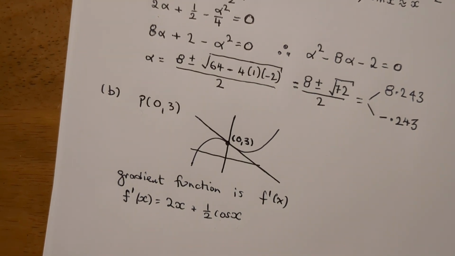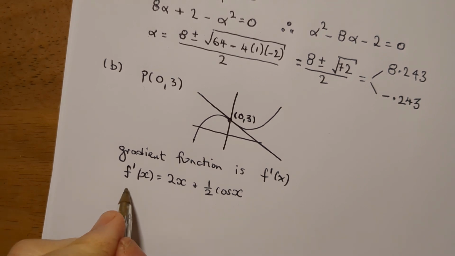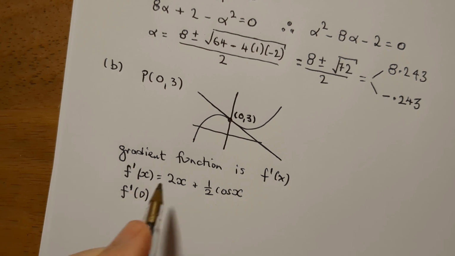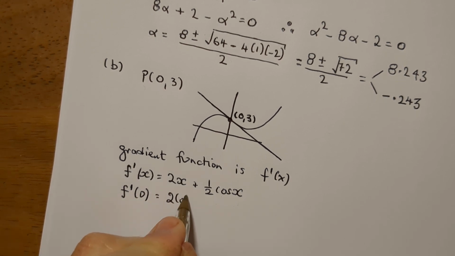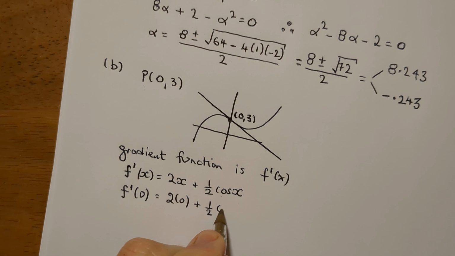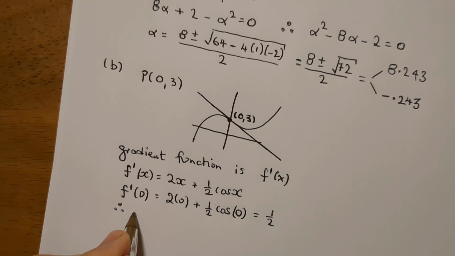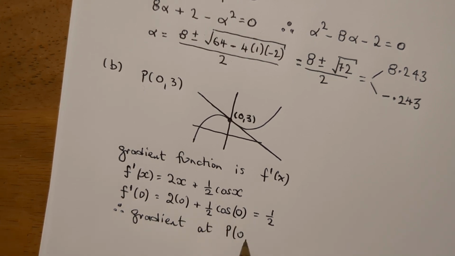If I now evaluate this at 0, it will tell me what the gradient is at 0. 2 times 0 plus a half cosine of 0. Cosine of 0 is 1, so this is equal to a half. So therefore, the gradient at P, 0, 3, is a half.